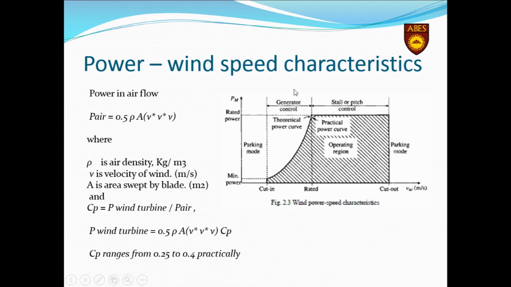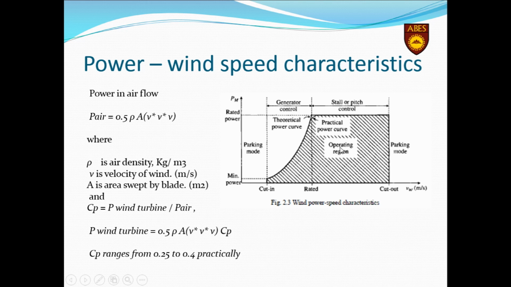This is the power wind speed characteristic, which has the cut-in speed and the cut-out speed. From cut-in speed, the mechanical power of wind turbine is converted to electrical power. At the cut-out speed, no mechanical power can be converted to electrical power, because the electrical section is made to cut out with that of mechanical section. This is the shaded region, which is the operating region of generator or the wind turbine.